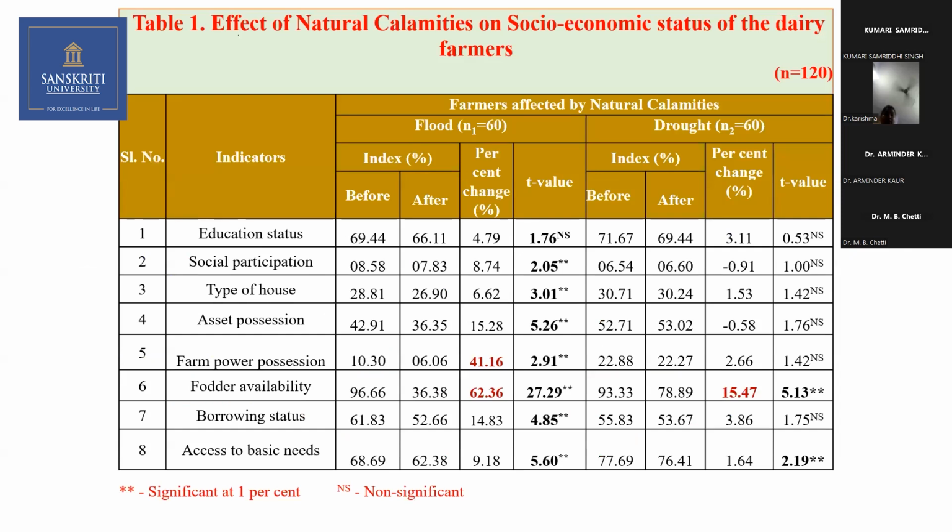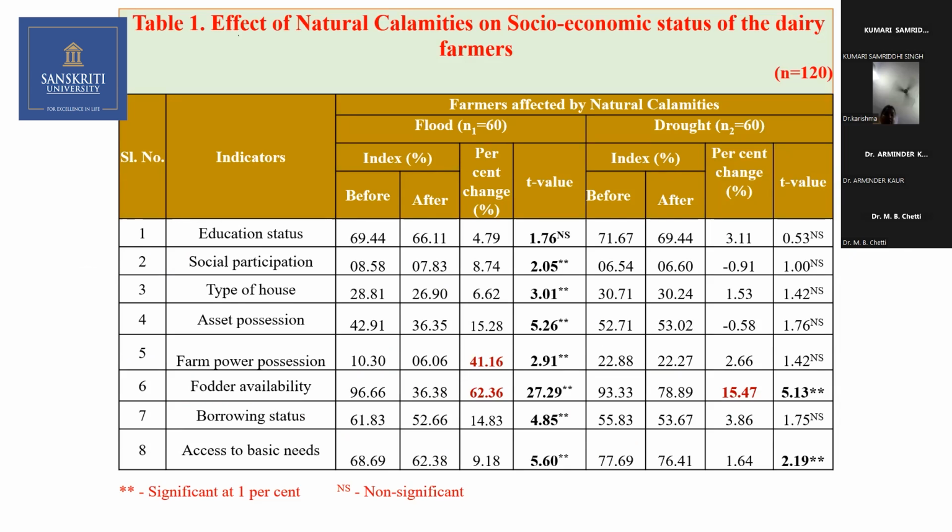And there are two types of natural calamities. One is flood and one is drought. Now you can see in Gujarat, there was a heavy tsunami, and because of that so many families have been affected. Similarly, in Karnataka, we are facing drought. So in case you take the flood, she has collected information from 60 farmers.